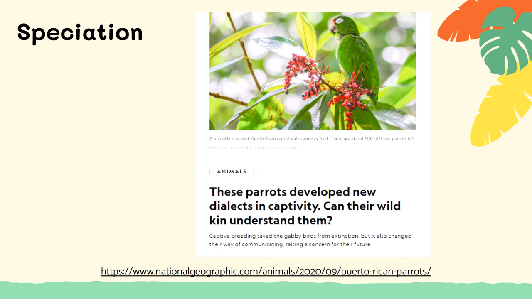Now that could be problematic for them, because no one will reproduce with them anymore, and they were bound to stay in captivity, because those are the only ones who recognize them and could mate with them. So captive breeding could save them from extinction, but could change the way that these birds communicate with each other. So that's quite a problematic concern.